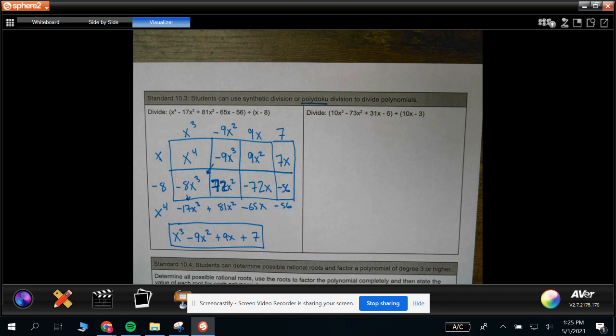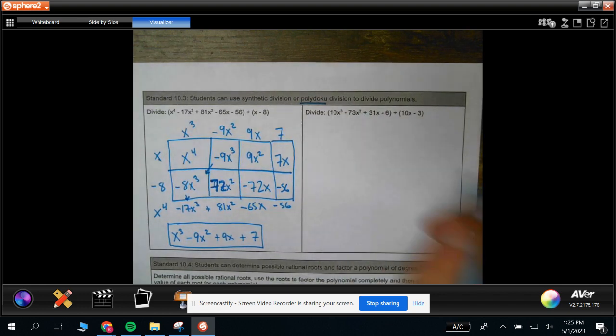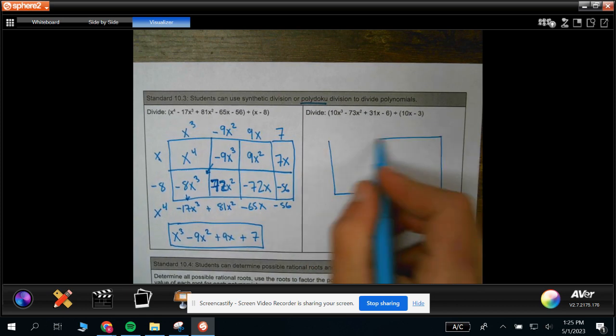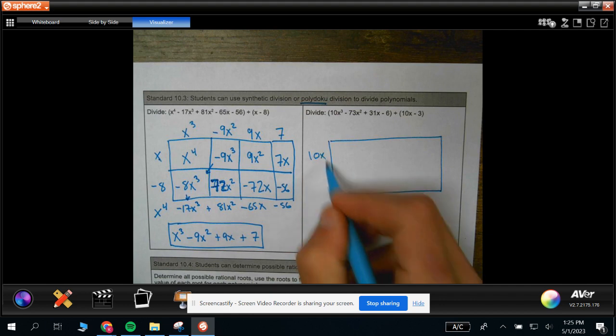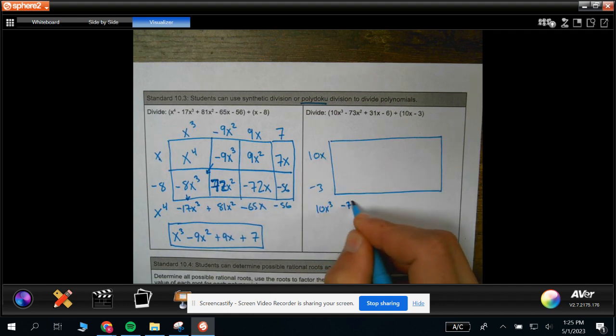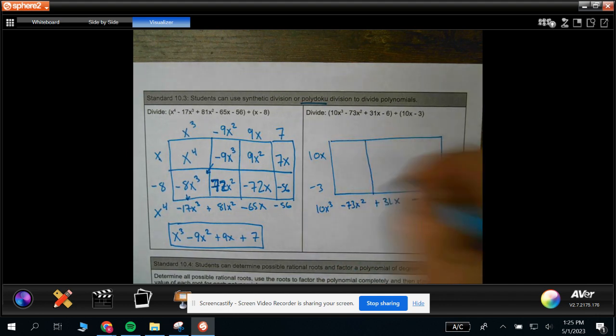All right, next one. Do another division problem here. A little bit shorter, only third degree this time. So I'm going to make my polydoku again. Make it nice and big for myself. 10x minus 3. I'm going to end here. 10x cubed minus 73x squared plus 31x minus 6. All right, let's set this up.